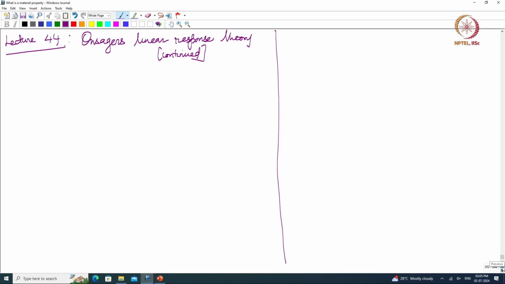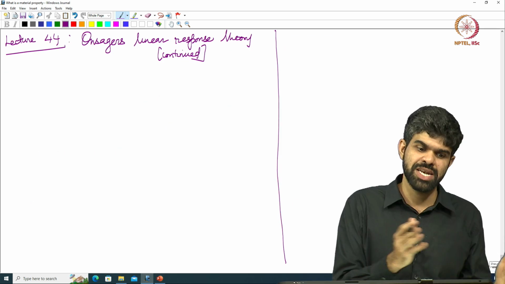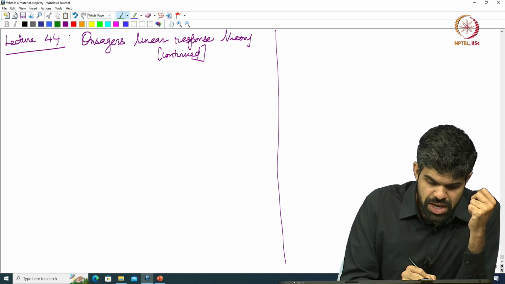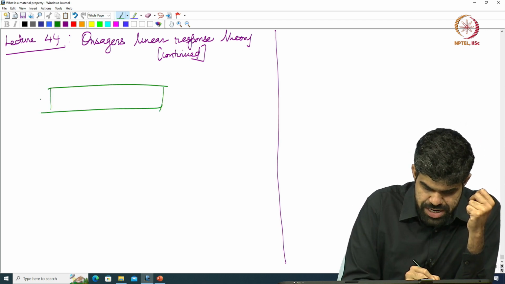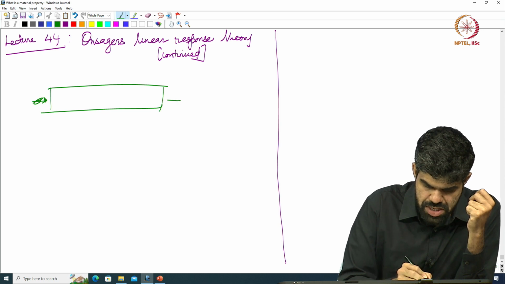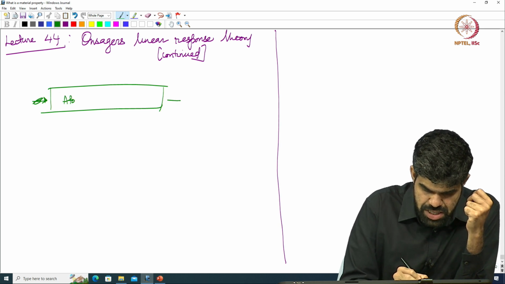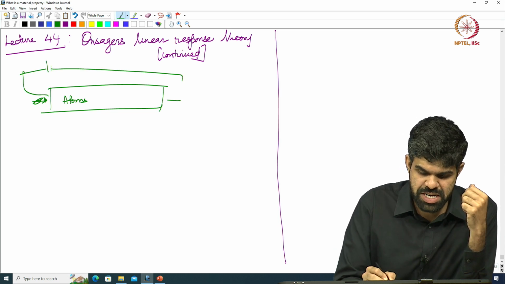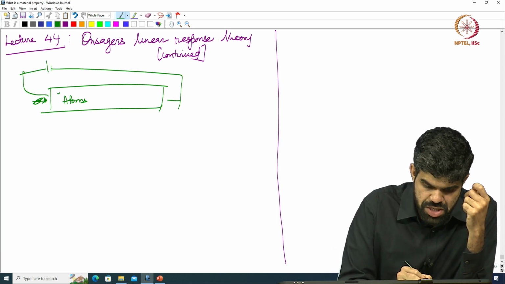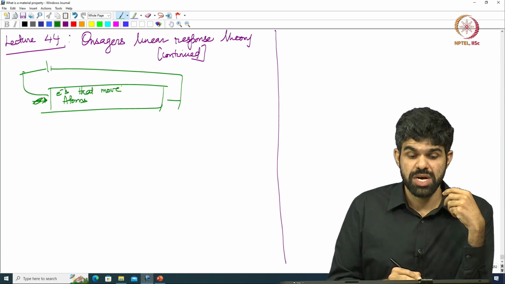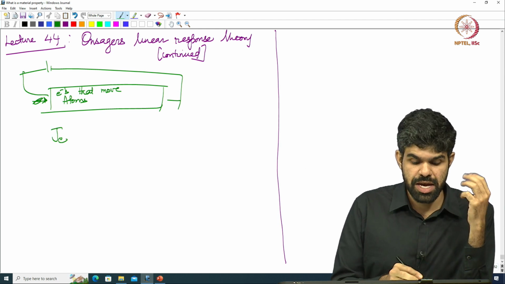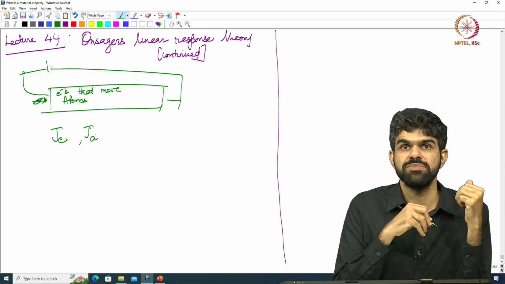So then we said all these coefficients are my Onsager coefficients. Let us start with a much simpler example today, and then go back to the problem that we were looking at. Now, in my material I have atoms, but when I apply some sort of an electric field, I have electrons that move. So I have a flux of electrons. I can also have a flux of atoms.